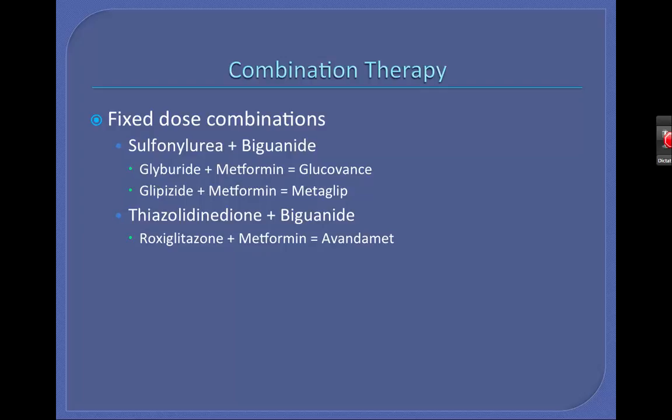So you have fixed dose combinations with sulfonylureas and biguanides, which are Glucovance, Metaglip, and TZD plus biguanide, which is Avandamet.